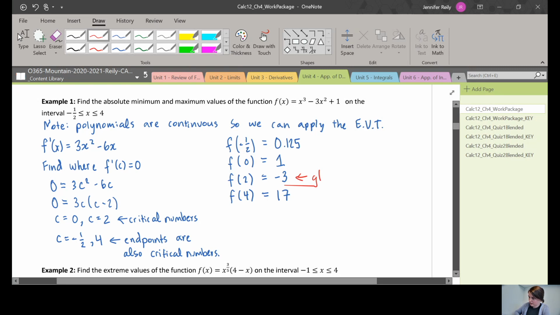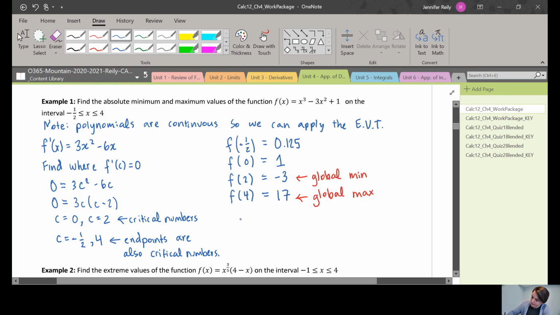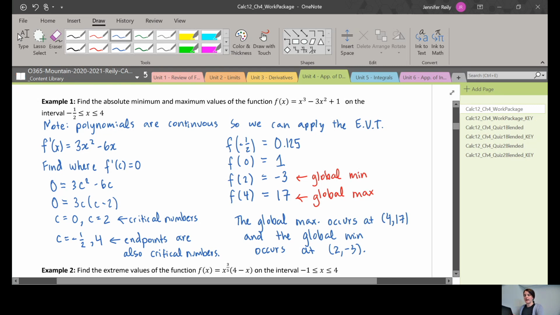This is going to be our global... This is the lowest point, so global min. And this is the largest point, so global max. Okay, so then we just write a little sentence at the end. The global max, or you can say absolute maximum, occurs at (4, 17), and the global min occurs at (2, negative 3). Okay, and so that's how you apply the extreme value theorem to find the absolute minimum and maximum.